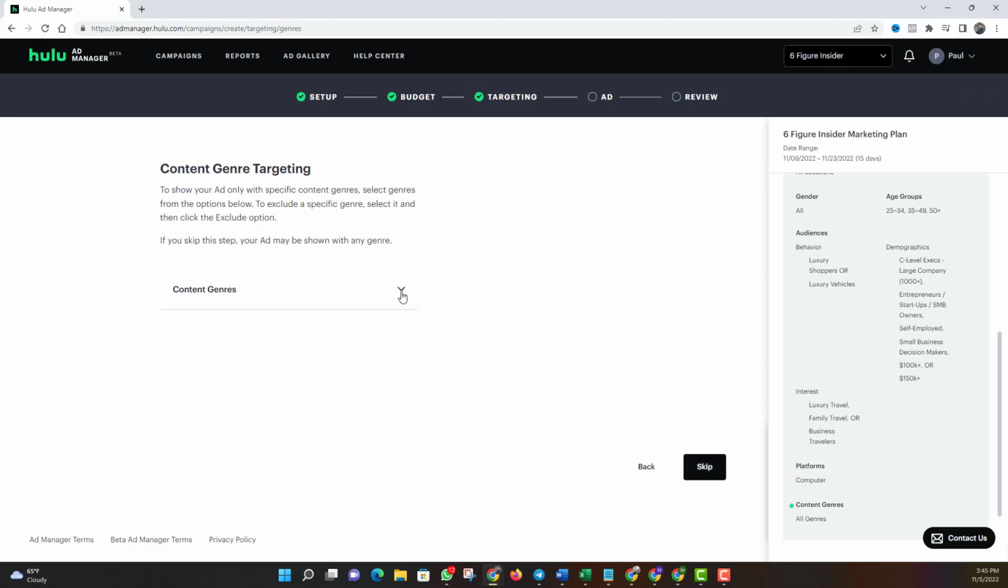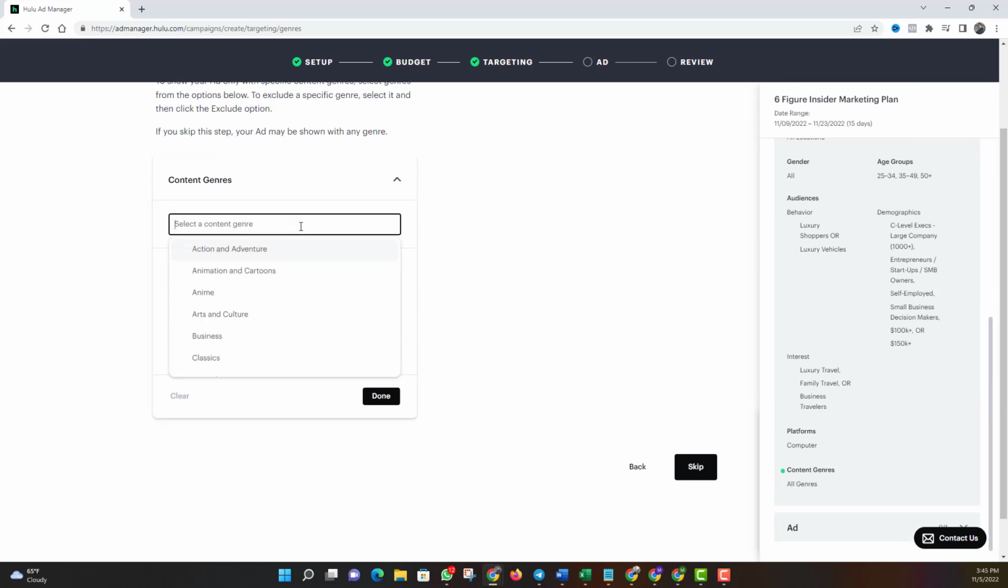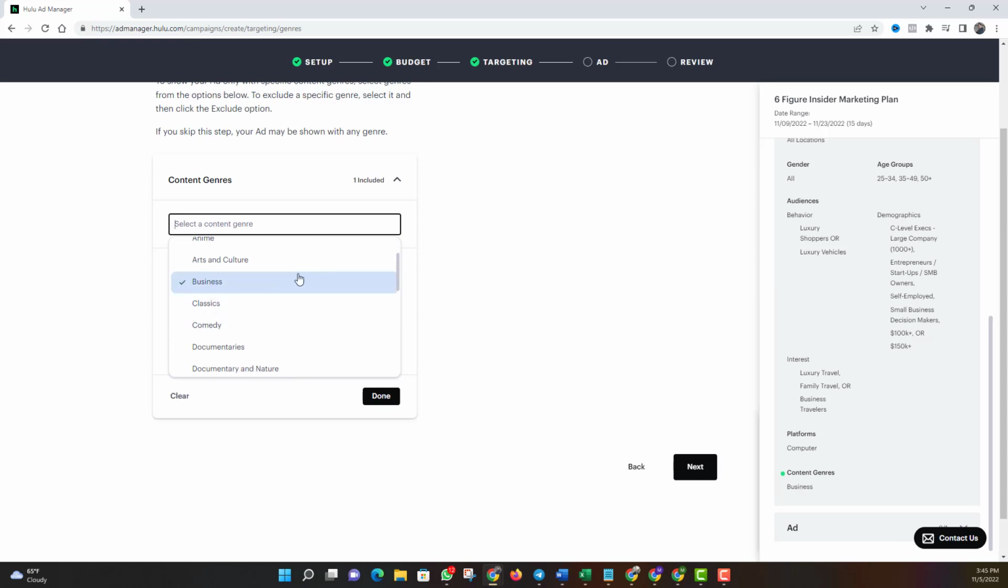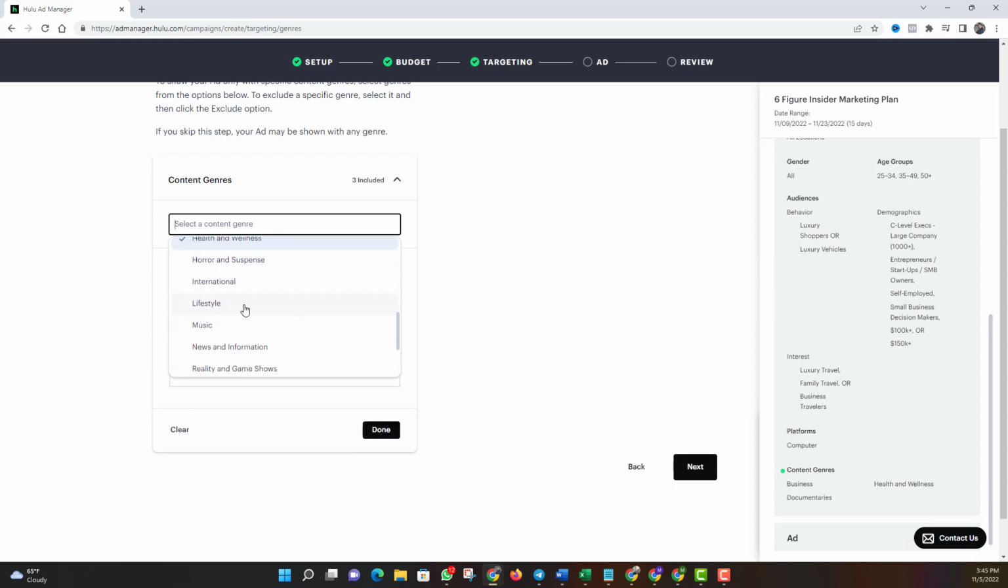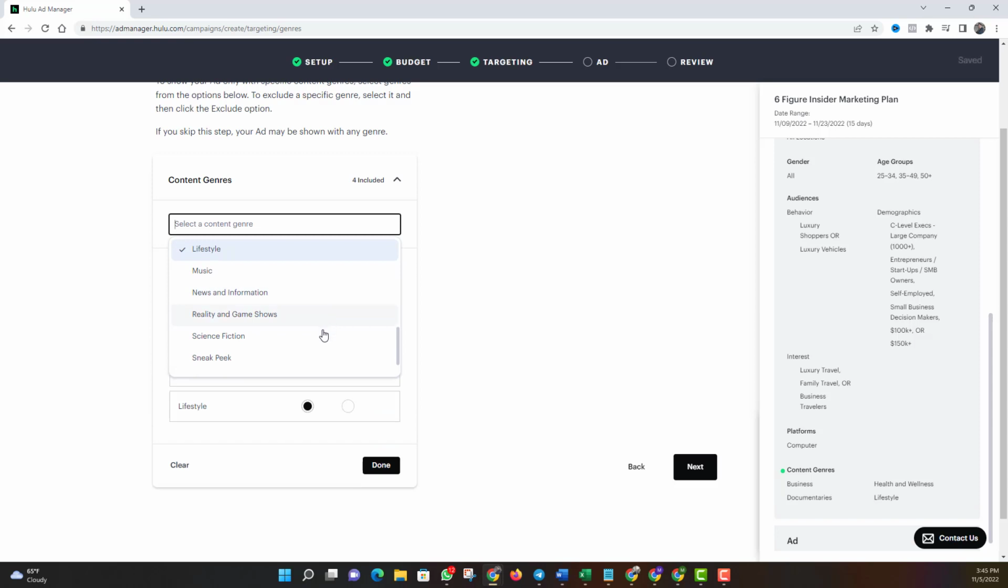And then let's go content genre. This is really exciting because we can narrow down by content genre that people would be open to. So in this case, I'm going to go with business, because that's going to be perfect. People watching business are going to be into what we have. People that like documentaries, they like information. Let's go down here. Health and wellness. There are people that want to improve their life. Lifestyle is a big one.